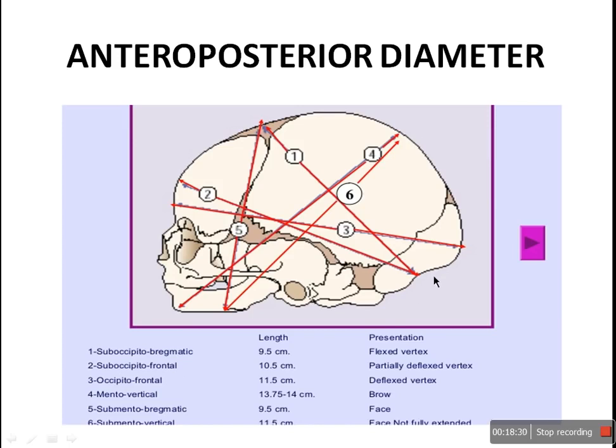The next is suboccipitofrontal. Where is suboccipito? This is the occipital bone. Below occipito means suboccipito. From suboccipito to the frontal bone. This is the frontal bone. This is the suboccipitofrontal diameter, which is 10.5 centimeter.